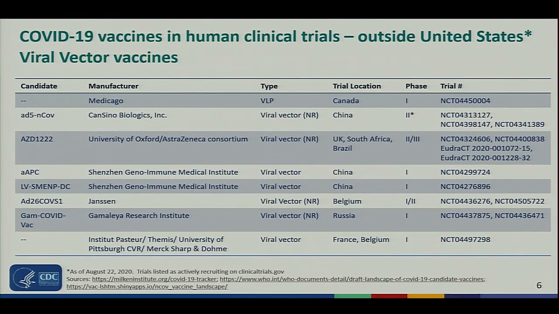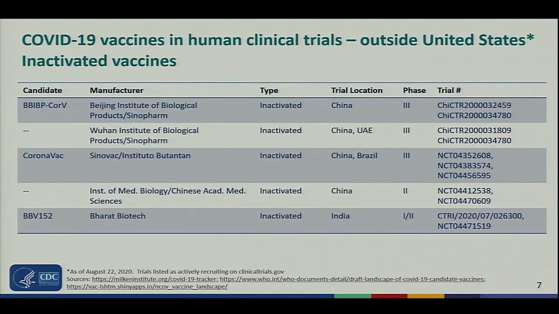And these are the viral vector vaccines that are actively recruiting globally. The University of Oxford AstraZeneca vaccine has begun phase 3 trials outside of the US and has plans to begin phase 3 trials in the US soon. Next slide. These are the inactivated vaccines that are actively recruiting globally, and there are several phase 3 trials currently being conducted in China. Next slide.